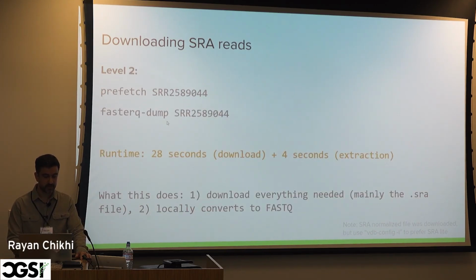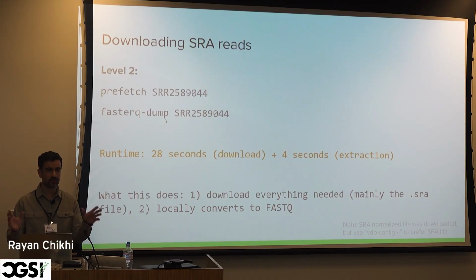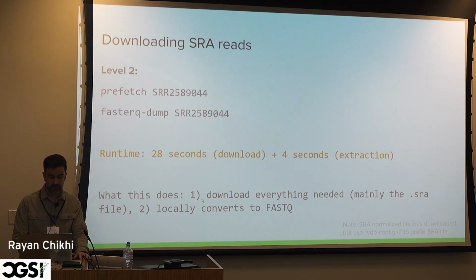I like this technique that is actually recommended by NCBI, where you pre-fetch the accession first, and magically, if you do that, it's a bit faster, because the toolkit from SRA is a bit fragmented. So there are many tools that do overlapping functionality. fastq-dump is sort of the legacy version. Now you can do prefetch and then fasterq-dump to do the same effect, but faster. So prefetch takes about 28 seconds on my machine for download, and 4 seconds to extract. What this does is download everything, mainly the SRA file, which is a compressed representation of the reads, and then converts it to FastQ. This is fasterq-dump.